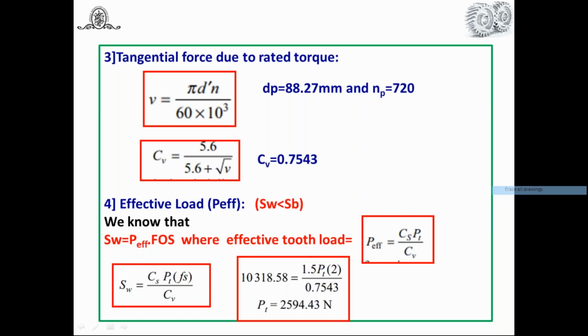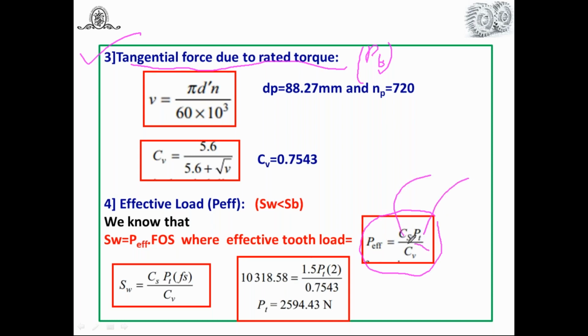Now let us see how to do it. First of all, find out the tangential force, that is from the rated torque, that is PT. To find this, we have to use this expression to account for the velocity factor. CS is given, PT we have to calculate. So to have a value of P effective, we should know the CV. How to find out CV? Again, look at this.